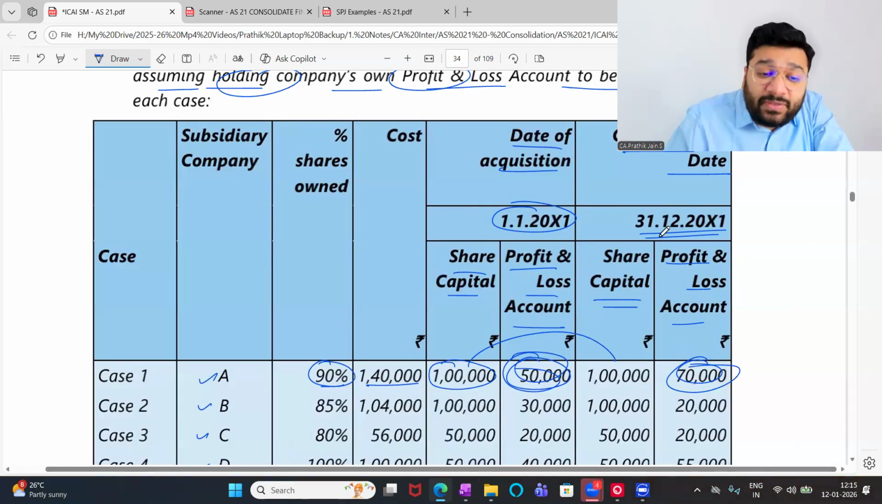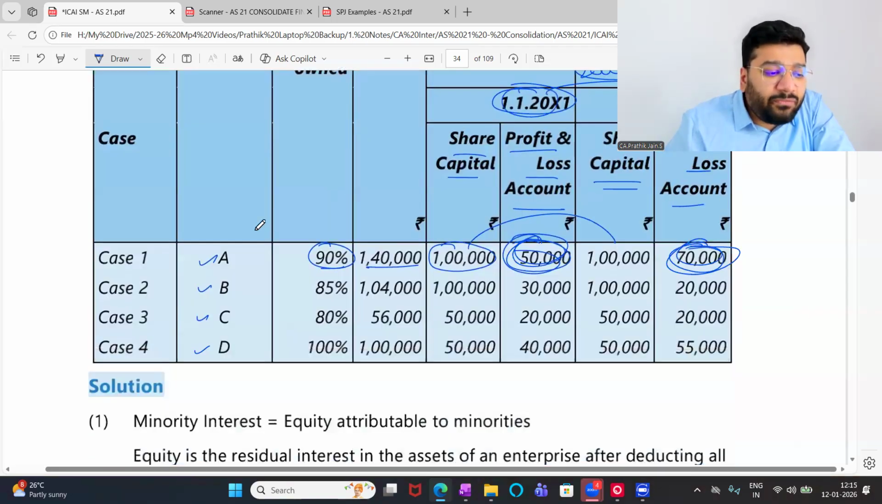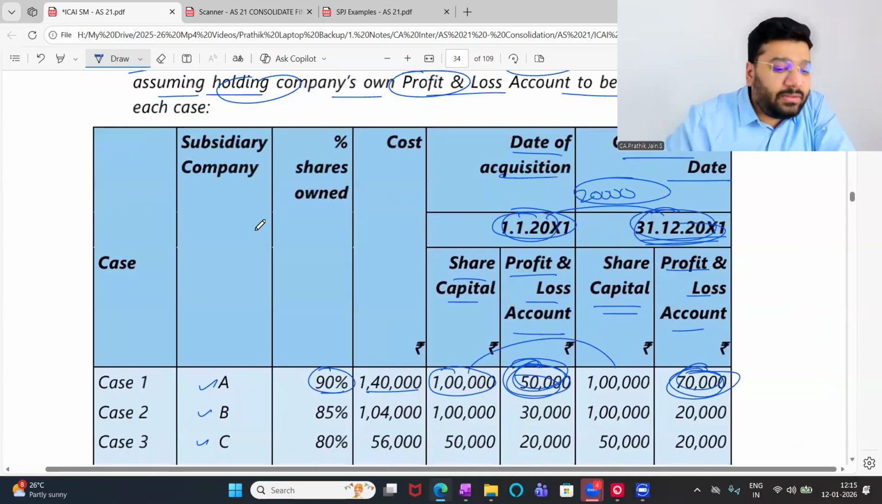No. This is at the end of the year. 50,000 is the opening balance, 70,000 closing balance. This is opening date, this is closing date. In between, how much is the profit? 20,000 is the post-acquisition profit. So your post-acquisition profit is the balancing figure. Any problem? No problem. Like that, they've given information for case 2, case 3, case 4. Any problem? No problem. Now, how do we calculate this?